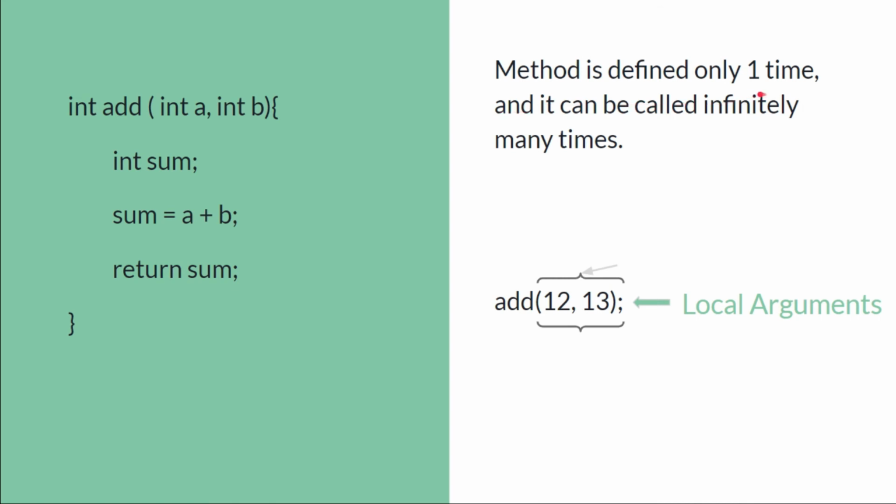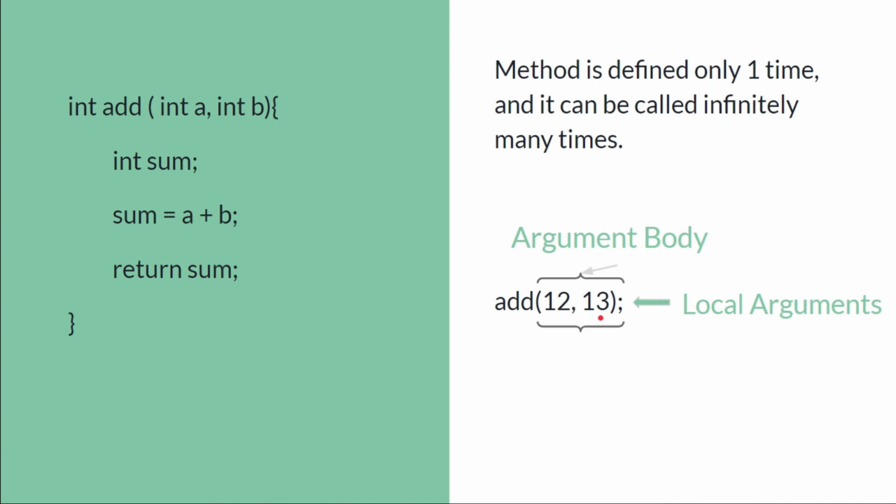Also, a method is defined only one time and it can be called infinitely many times. For example, this method is created here once and can be called any number of times. When we call a method, the parameter body is known as the argument body and the parameters are known as arguments.